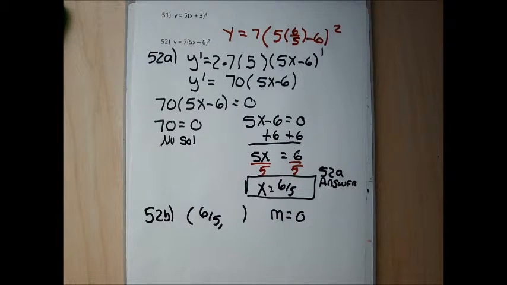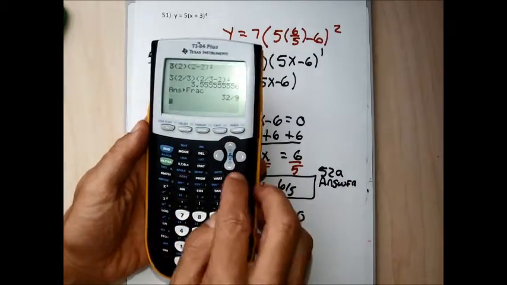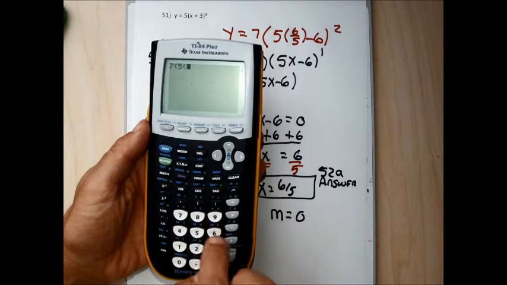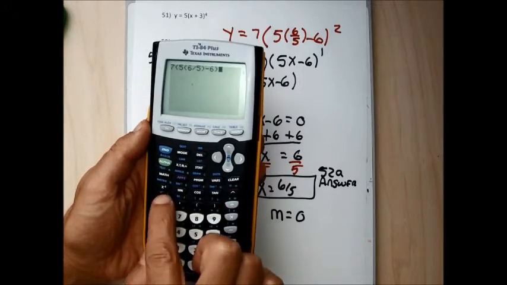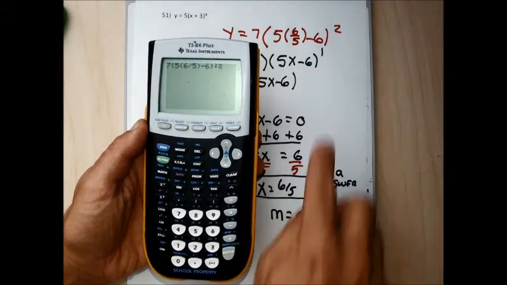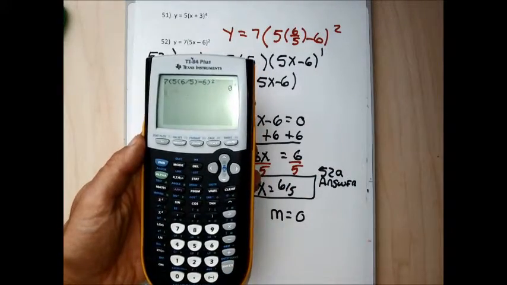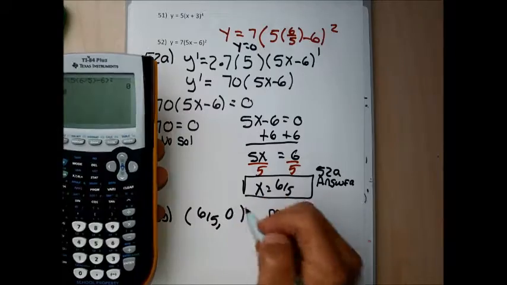I'm going to get 0 when I do this, but I'll go do it on my calculator so you can see. So second quit, clear, 7 parentheses, 5 parentheses, 6 divided by 5 minus 6 parentheses squared. So that's plugging 6/5 in for x into the original function, and I get 0. So here you get y equal to 0. That's the y-coordinate of my point.